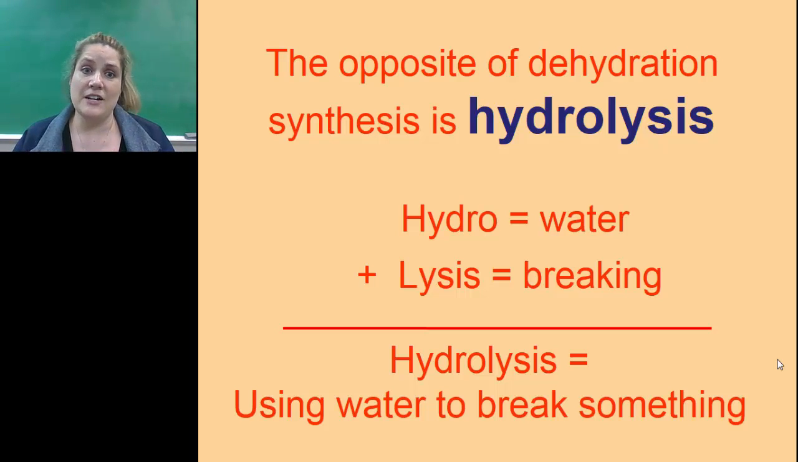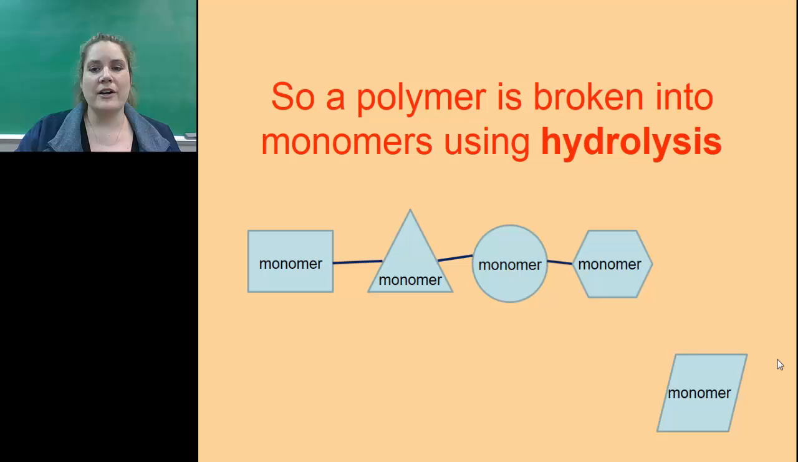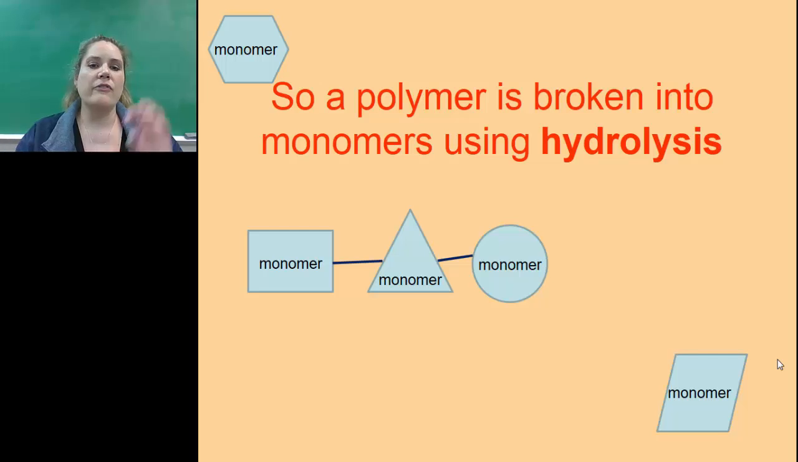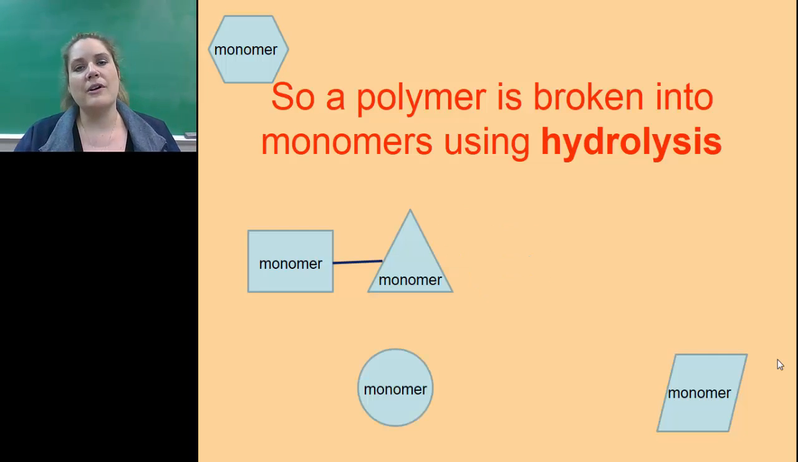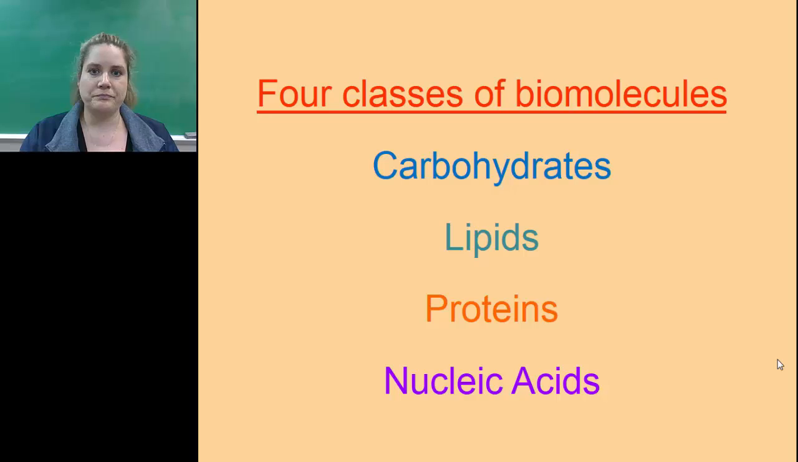Okay? The opposite of dehydration synthesis is hydrolysis. Hydro, again, refers to water. Lysis means breaking. So hydrolysis means breaking apart using water. So we're using that water to break something apart. So we've got a polymer, just add water, and we're going to break a monomer off. Just add water again, we'll break another monomer off. Add water again, break a monomer off, add water again, break a monomer off. So hydrolysis is the act of using water, adding water, to break these polymers apart into their monomers.